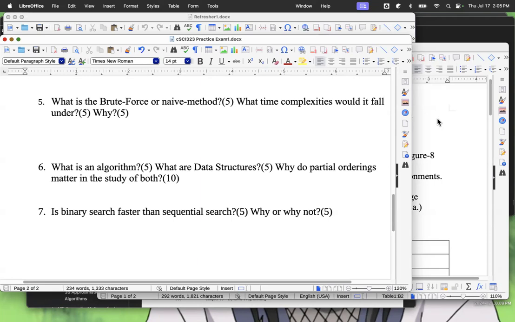An algorithm, I think, would be a series of instructions, or a series of processes, that would just solve a problem. I'm not sure exactly what else could be said.